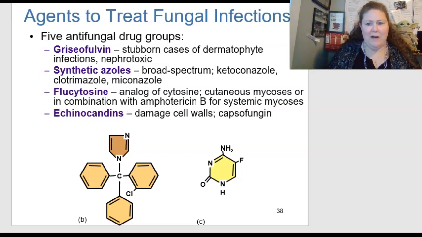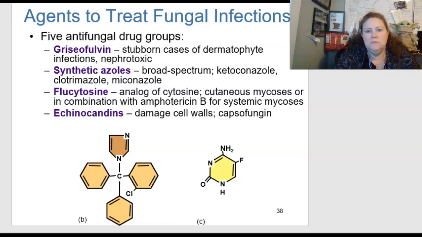We also have 5 antifungal drug groups, and these are shown here. The first of the 5 antifungal groups would be griseofulvin, and this would be used for stubborn cases of dermatophyte infections, and it is also nephrotoxic, which means it can attack your kidneys.